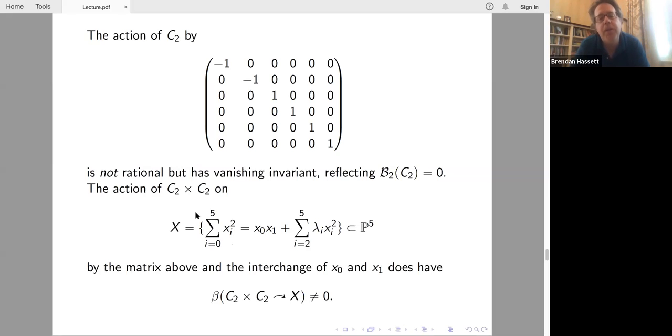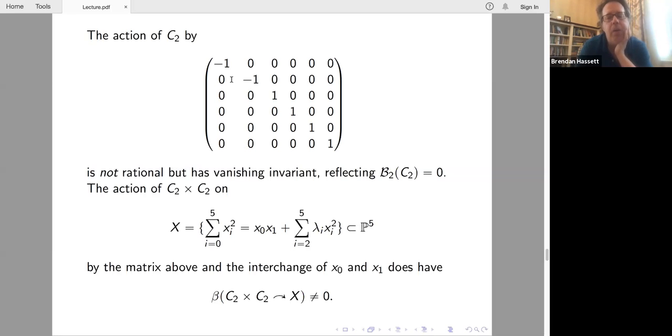But when you make the group slightly bigger, you get some more. So here I'm going to take, it's shortest for me to write this in a non-diagonalizable form, this pencil, and we allow ourselves to exchange x0 and x1. And then we look at the matrix I wrote earlier on, where I take -1 on the first two and +1 on the remaining ones. And so here you do get a non-trivial birational invariant.